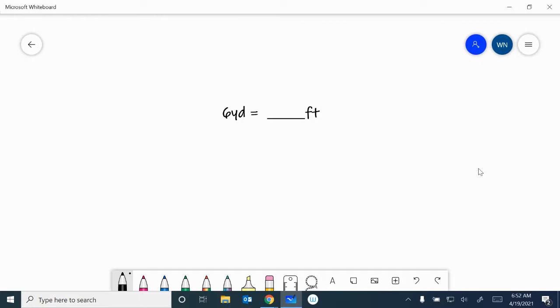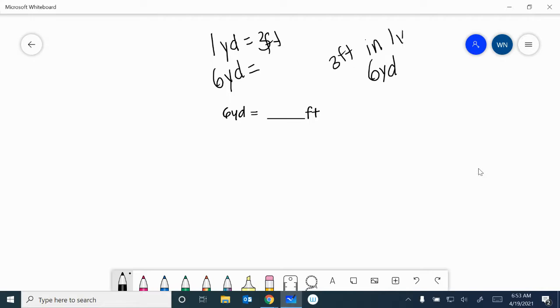6 yards equals how many feet? So we know that 1 yard equals 3 feet. So we want to know how many feet 6 yards equals. So all we're going to do is multiply that 6 yards times 3 feet, because there are 3 feet in 1 yard, and we need to know how many feet are in 6 yards. We're going to multiply our 3 times 6. So 6 times 3 is 18. So we know that 6 yards equals 18 feet. Because there are 3 feet to a yard, we just multiply that 6 times 3 is 18.